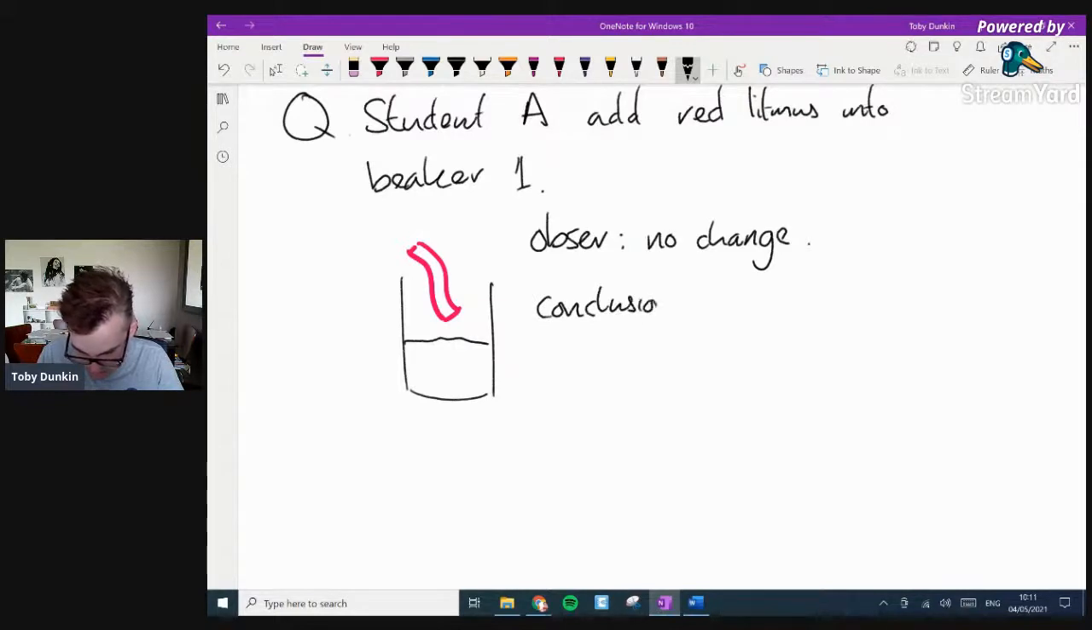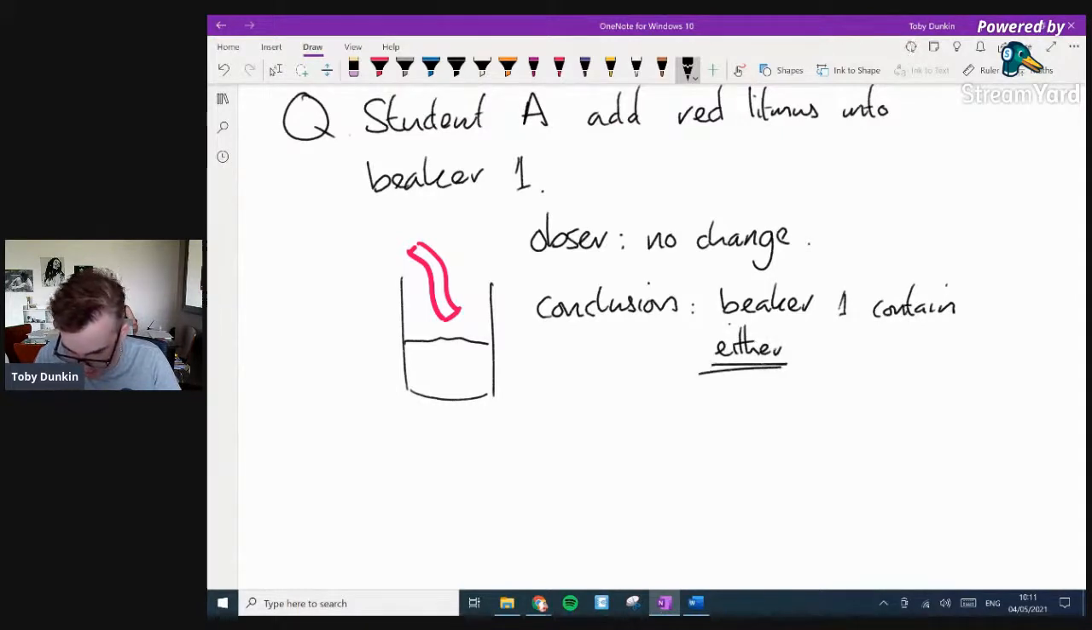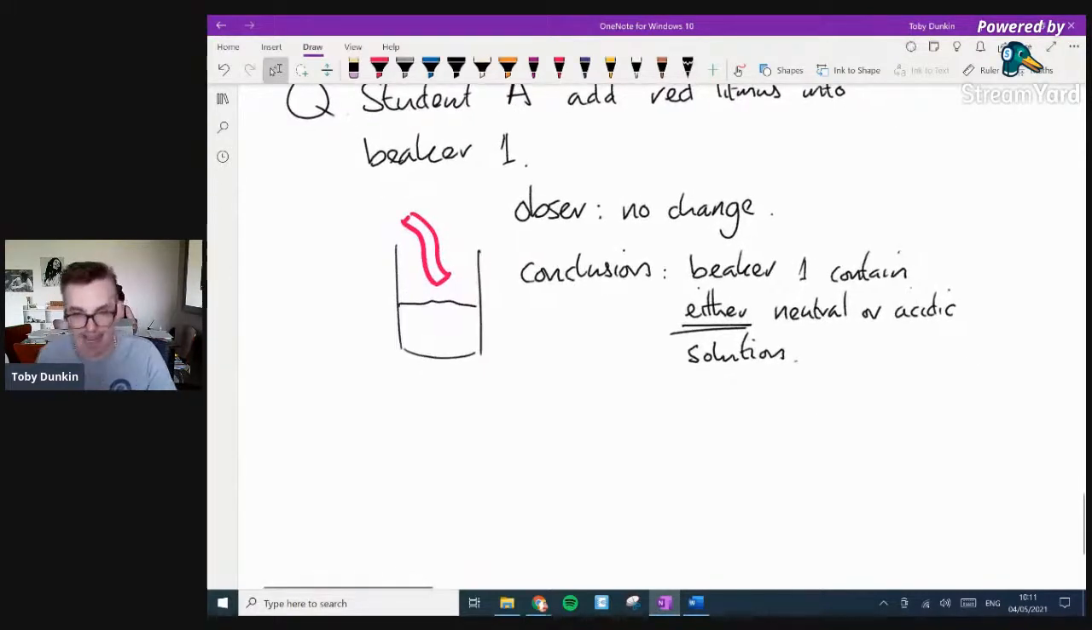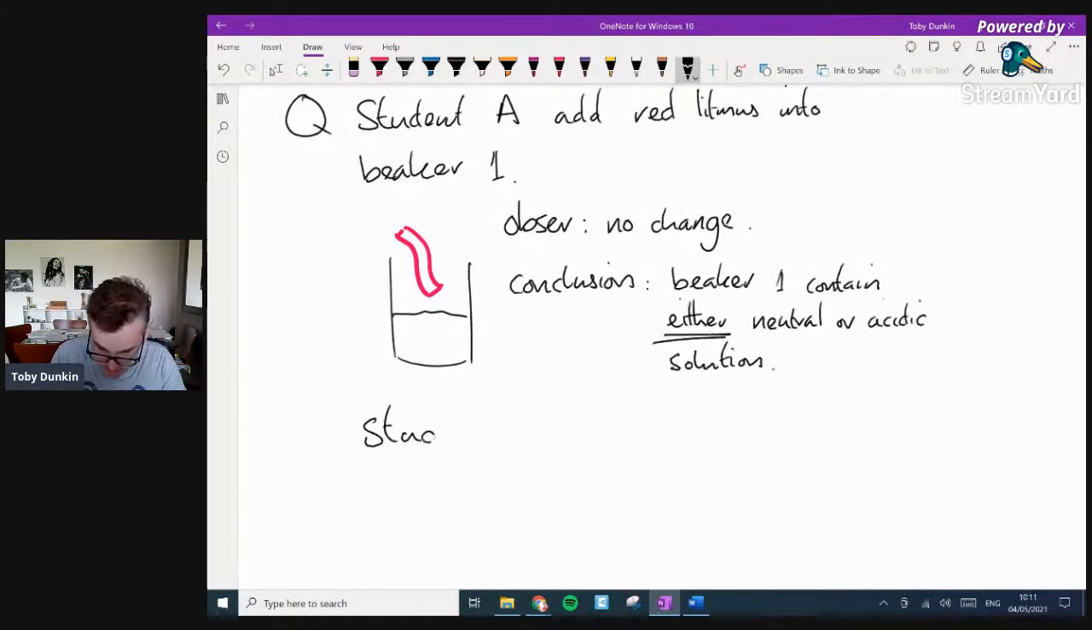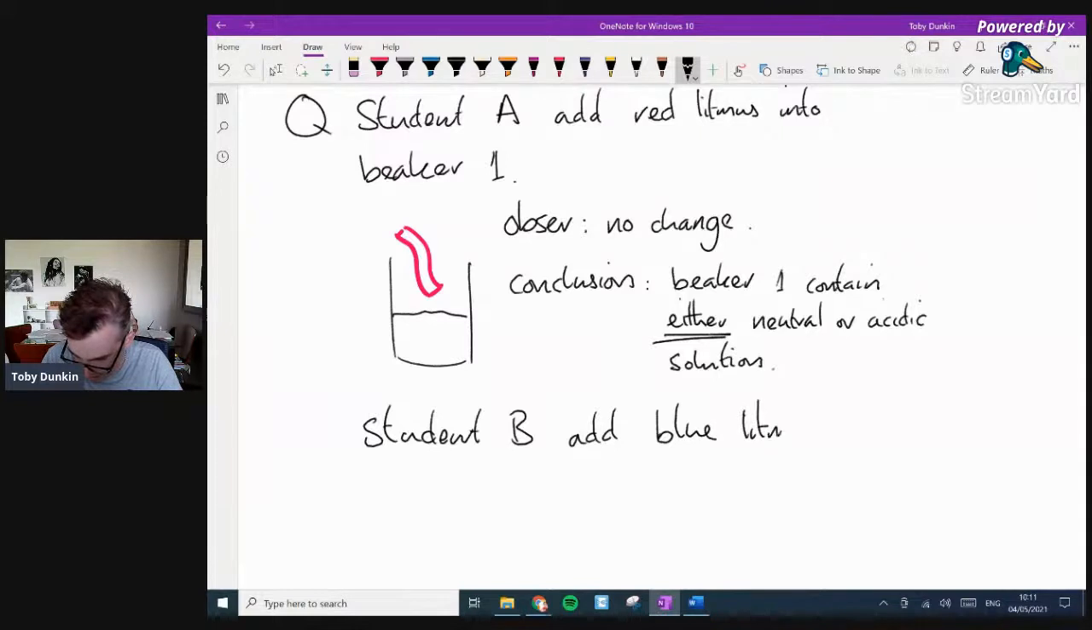Yeah, and the answer is, so this is no change, conclusion, beaker 1 contains either, this is the important bit, either neutral or acidic solution. Because the reason being is, if it's red, then it would stay red anyway. So they will then say, student B adds blue litmus to beaker 1.